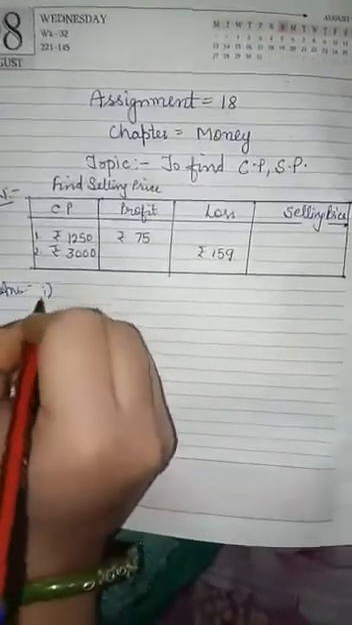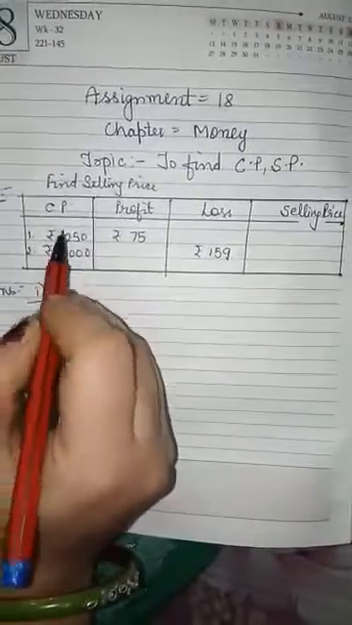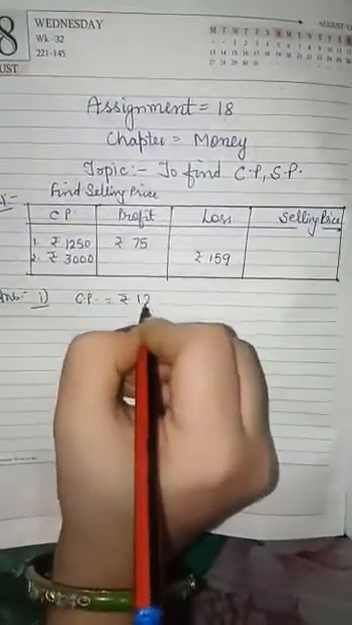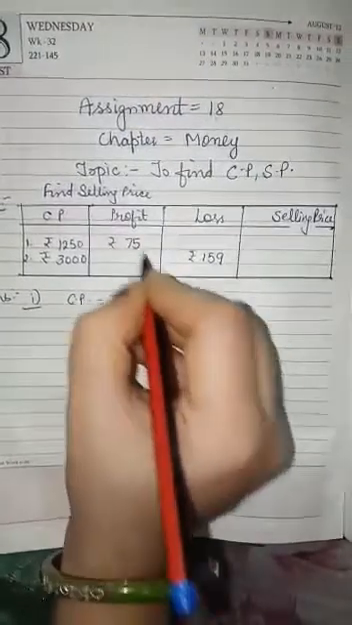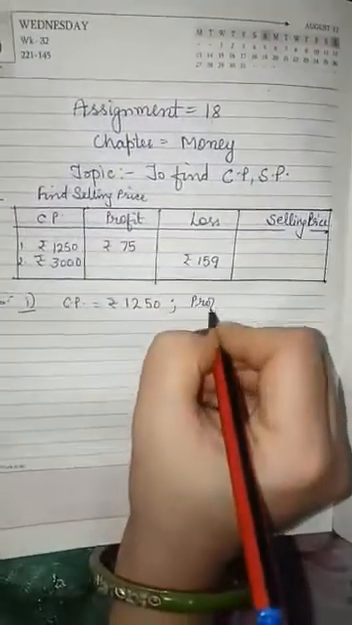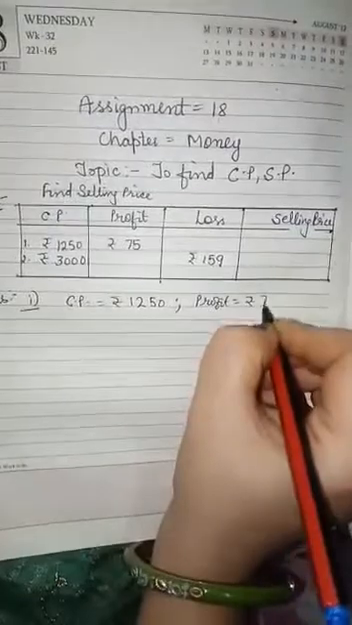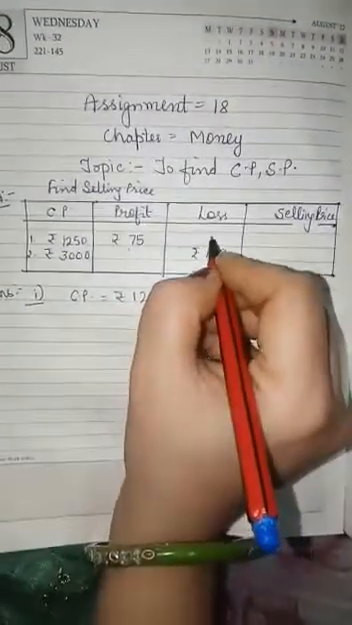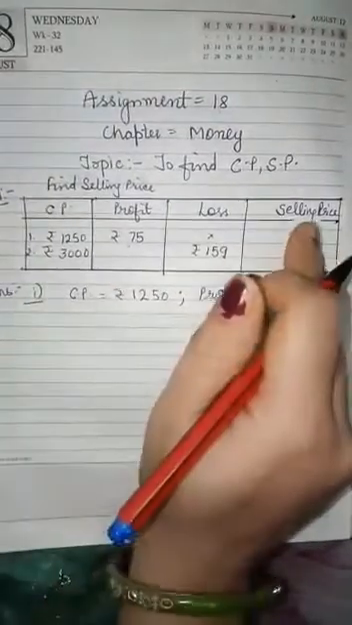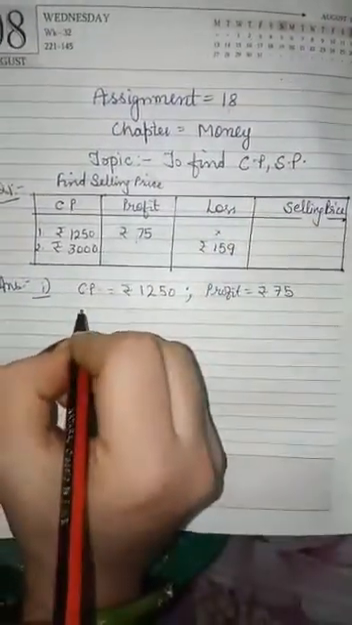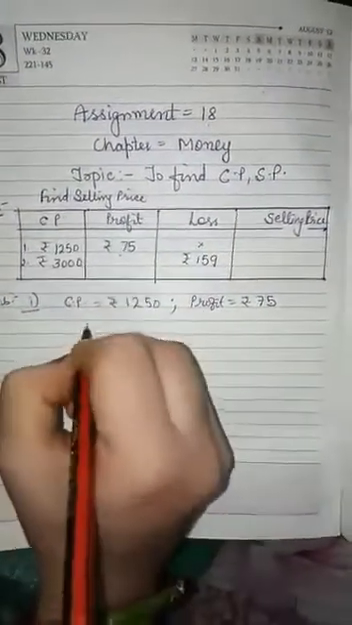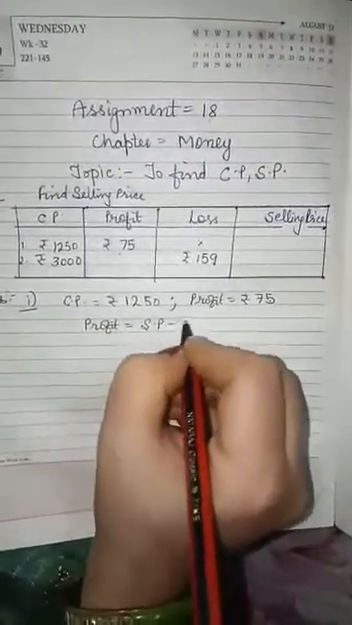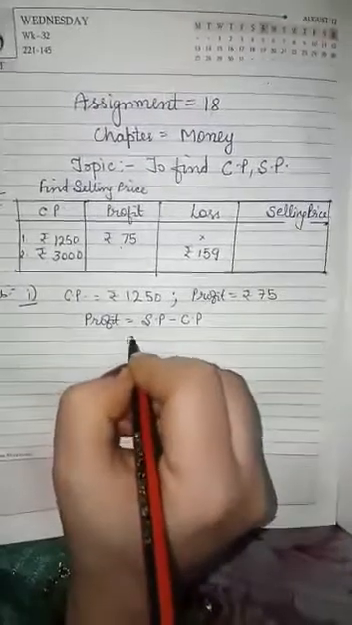See, in this question, cost price is equal to rupees 1250 and profit is given to you, rupees 75. If profit is given, it means there is no loss and you have to find directly the selling price. Now profit is given to you. What is the formula of profit? Profit will be equal to SP minus CP.